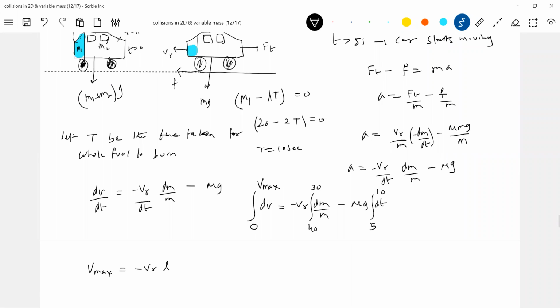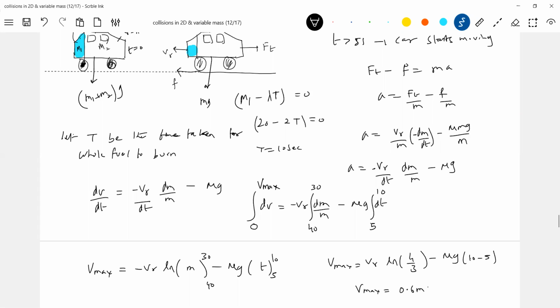Log of 3 by 4 minus mu g t, 5 by 10. So, or say this one, log of m, 40 and this is 30. So this will be Vmax is equal to Vr log of 4 by 3 minus mu g into 10 minus 5. I'll get maximum speed equal to 0.6 meter per second. This is the maximum speed attained by this one.